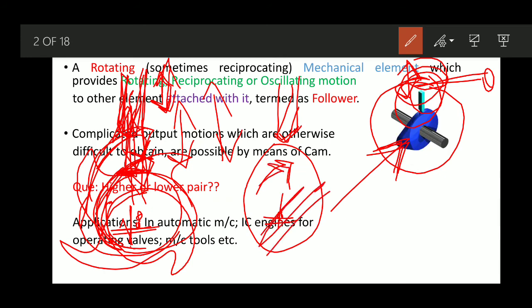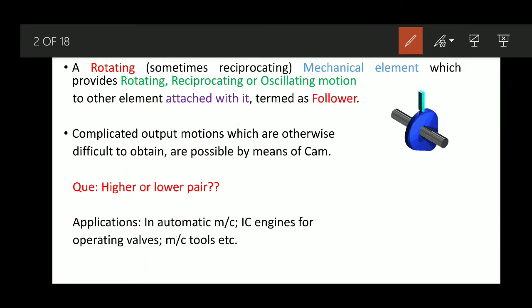Okay, so you can see that the follower is going down, the follower is going up. So based on that we will discuss the different strokes of the follower. We'll see the return stroke, that is coming down. Okay, we'll see the rise stroke when the follower is moving up, and so on. Okay, I hope you have understood.